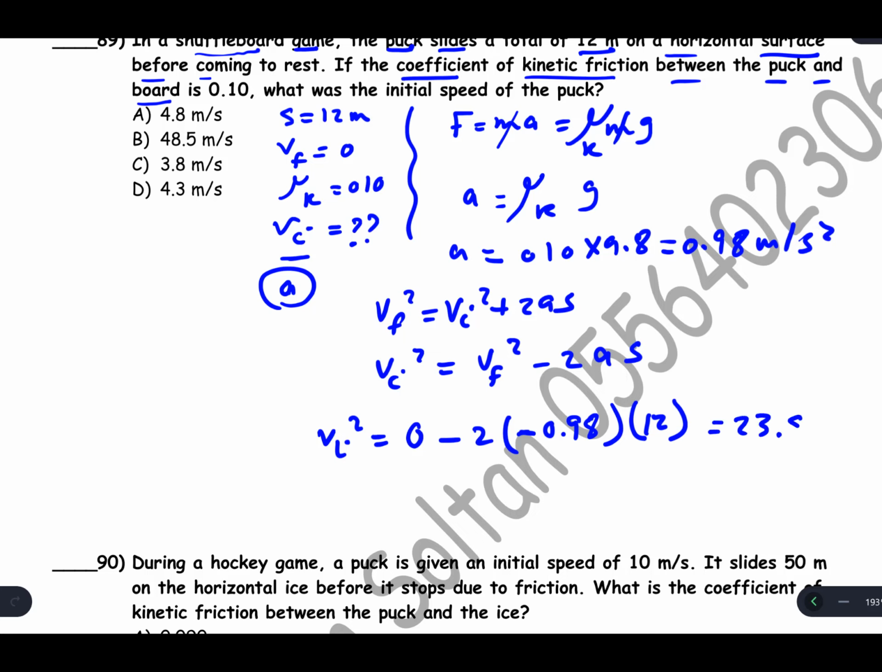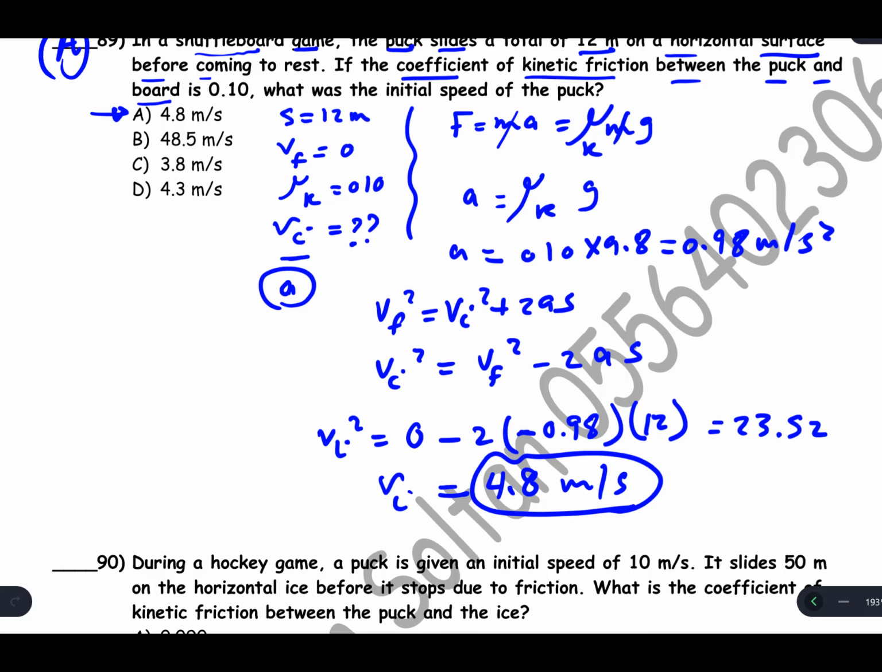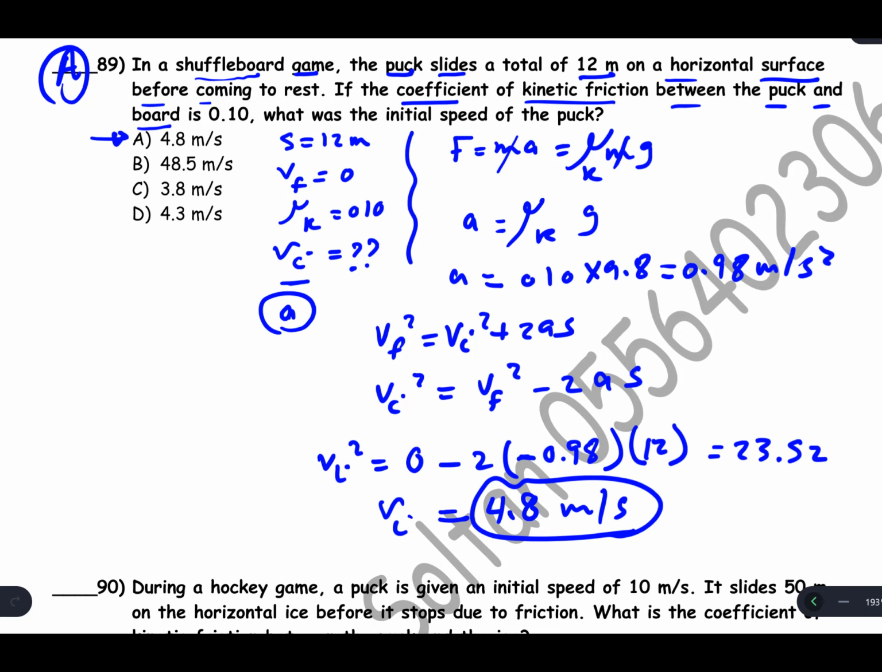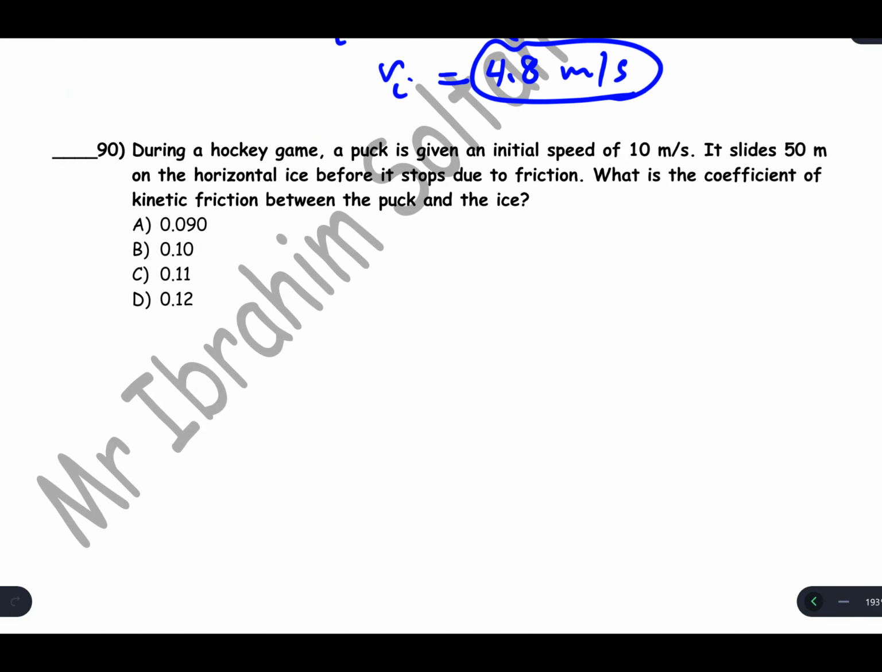So the answer is 23.52. V initial equals the square root, 4.8 something, or 4.8 meter per second. 4.8 meter per second. So the answer is letter A. Let's go to the next.